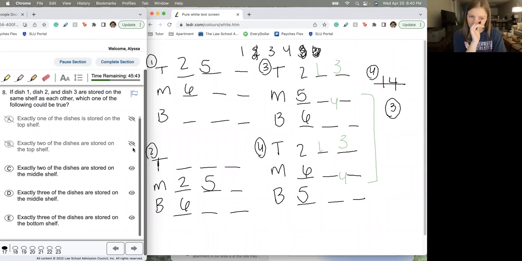C says exactly 2 of the dishes are stored on the middle shelf. Could I make that happen? I certainly can. I can move that 4 up here and I can have exactly 2 dishes on that middle shelf. So I'm pretty confident that this is going to be our answer.